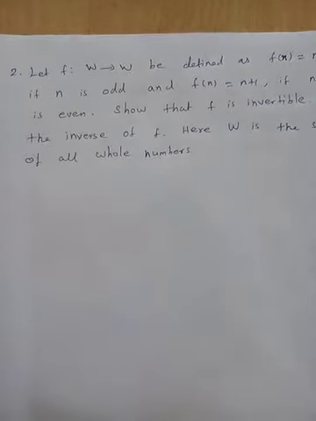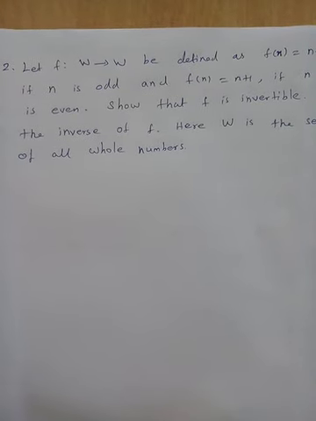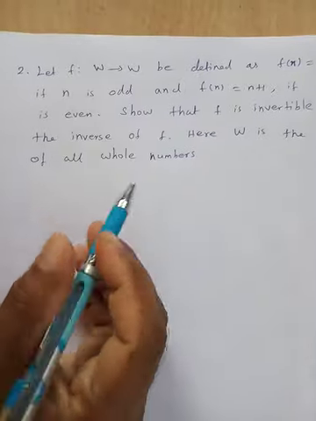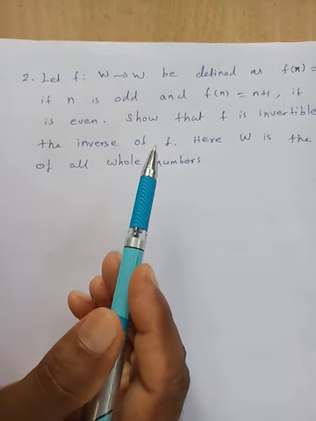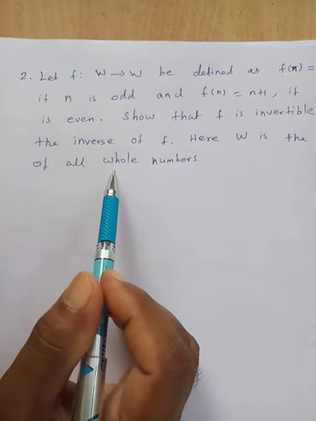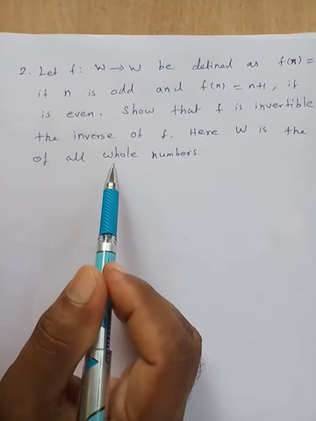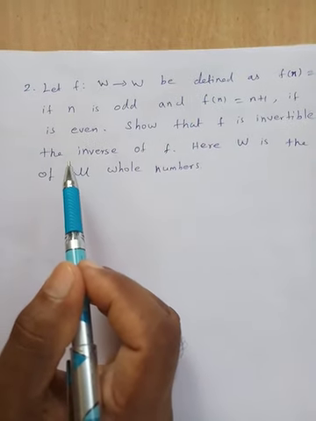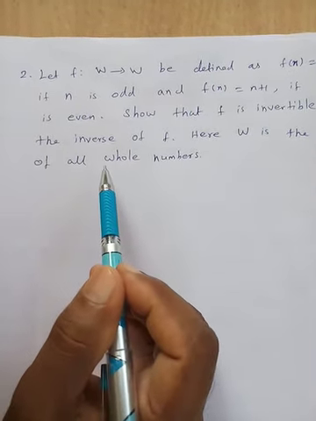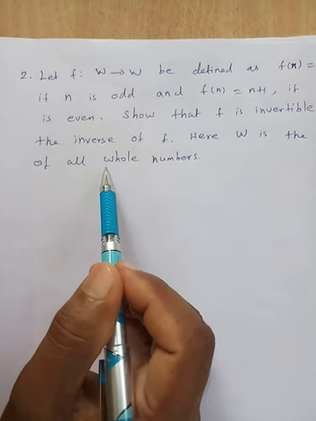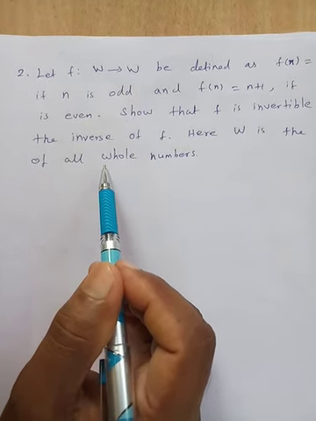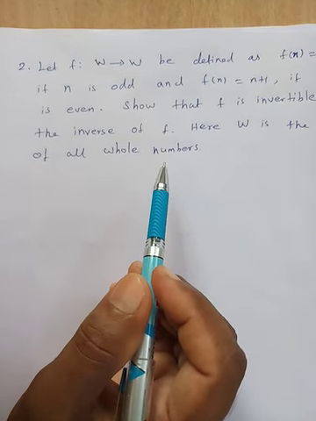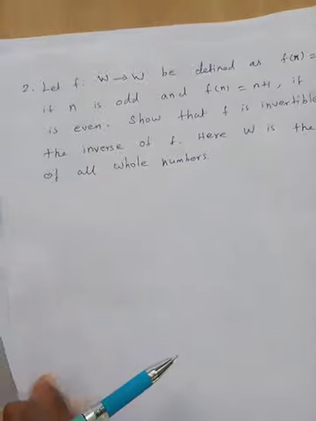Question number 2. Let f from W to W be defined as f of n is equal to n minus 1 if n is odd and f of n is equal to n plus 1 if n is even, so that f is invertible. Find the inverse of f. Here W is the set of all whole numbers. Solution.